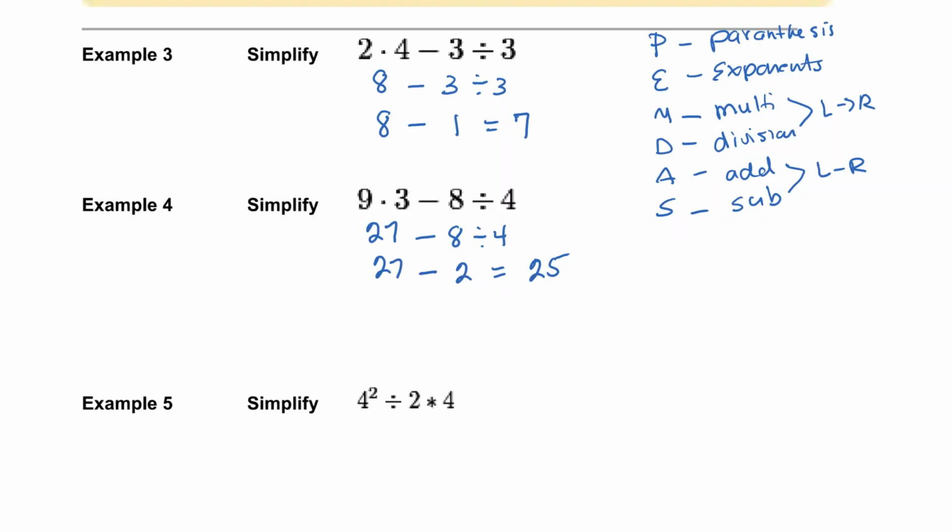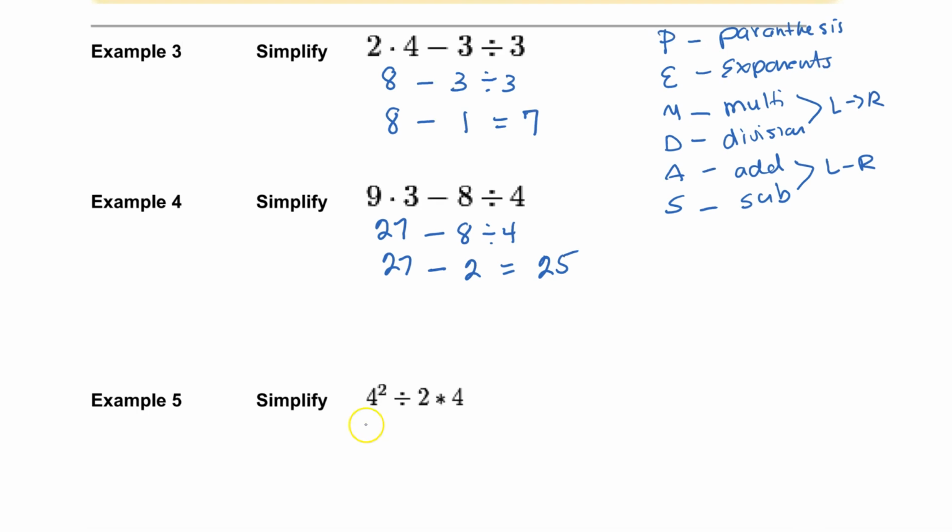We're going to do example 5, and you notice we still don't have parentheses, but we do have exponents. 4 squared is 16 divided by 2 times 4. And this is a good example here. You notice that division comes first. So 16 divided by 2 is 8. So we have 8 times 4, which gives us 32. So it's 4 squared, which is 16, divided by 2, which is 8, and then 8 times 4 is 32.